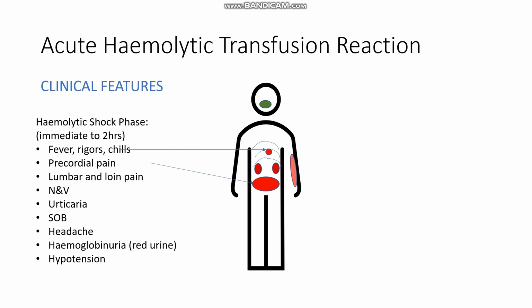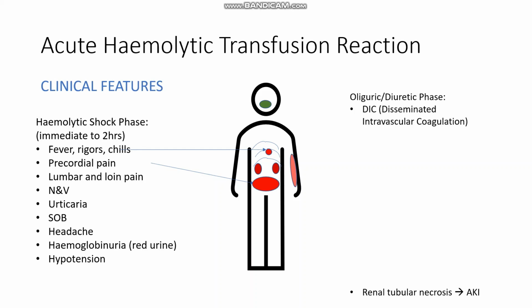This can then move on to an oliguric or diuretic phase, a feature which also includes disseminated intravascular coagulation, which is detailed in another video. But the key feature is the progression into acute kidney injury, as mentioned before. This occurs due to renal tubular necrosis or the cell death of the kidney cells.